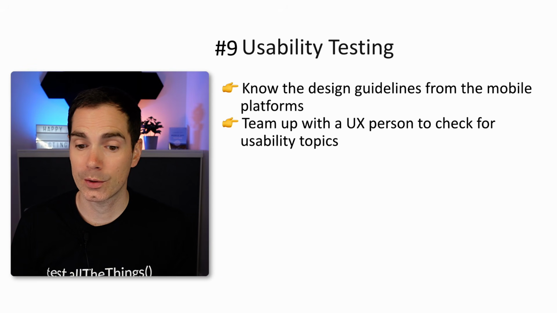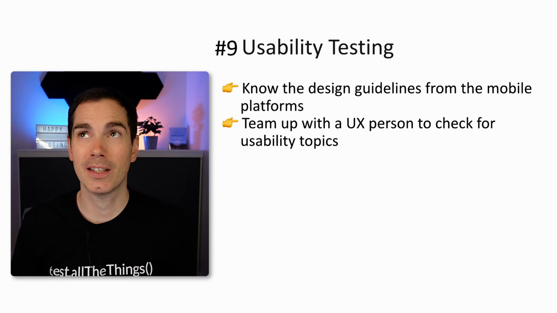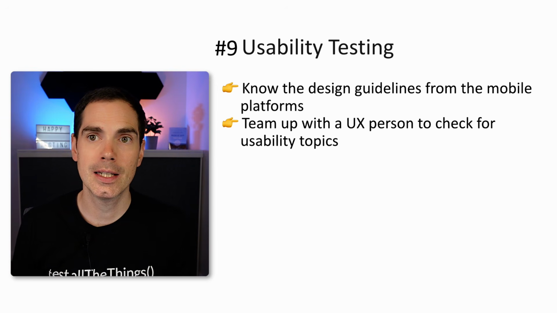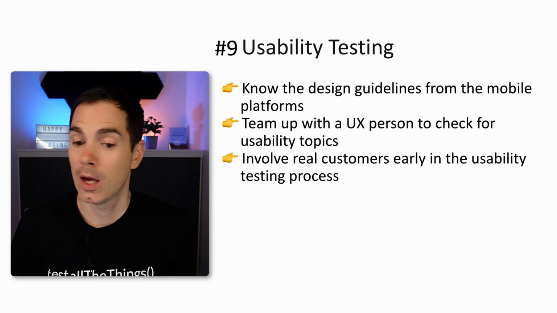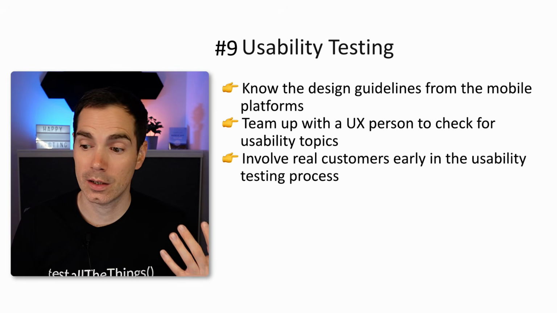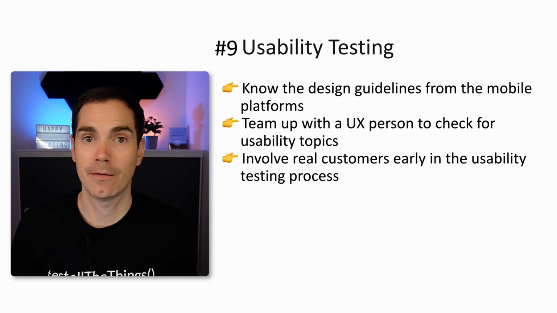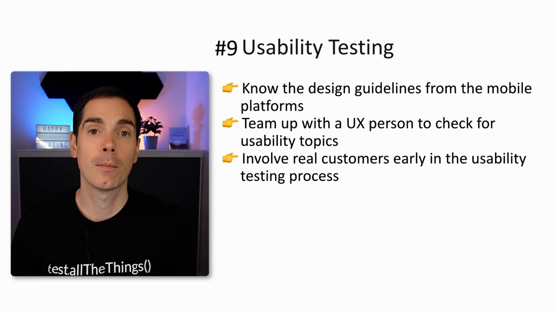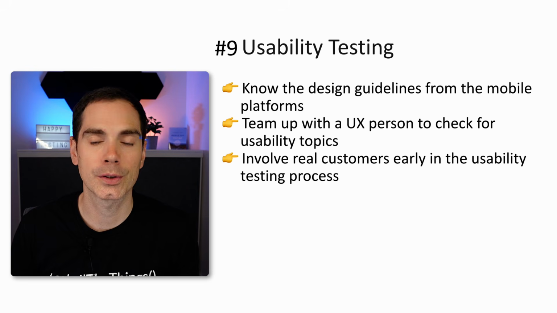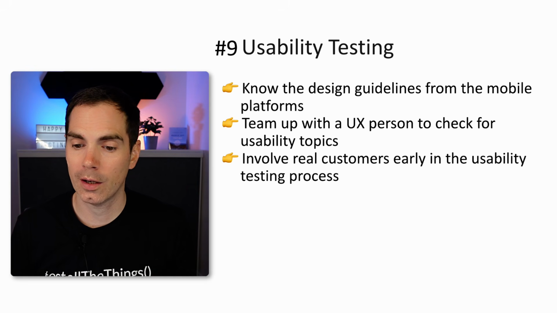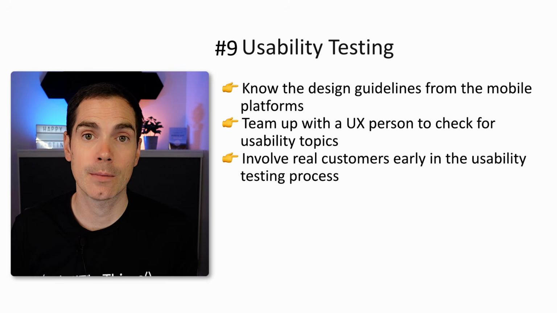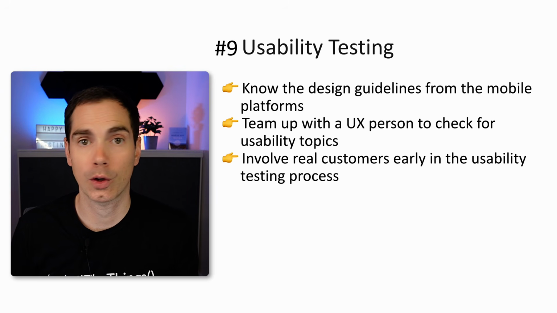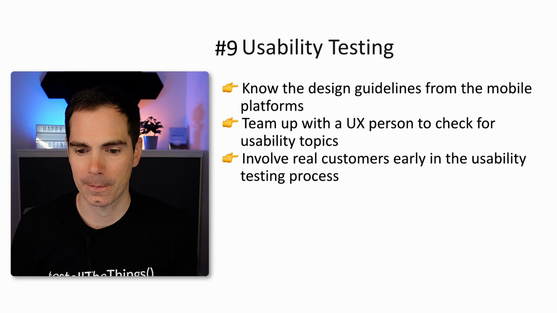Something that you should do: team up with a UX person to check for usability topics. If you don't have the sense of good usability, talk to somebody in your team to get help, pair up and do some pair usability testing. You can also involve real customers in an early usability testing process. Have maybe a beta program available for your apps. I think I made a video on how to establish a beta program for iOS and Android. Just check my videos, so that you can involve real customers early in the process. Also something that you can talk to your product manager about to get the best out of it.